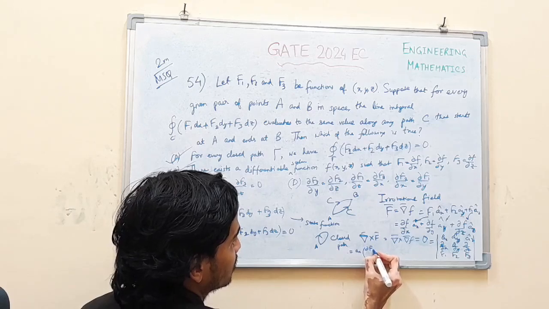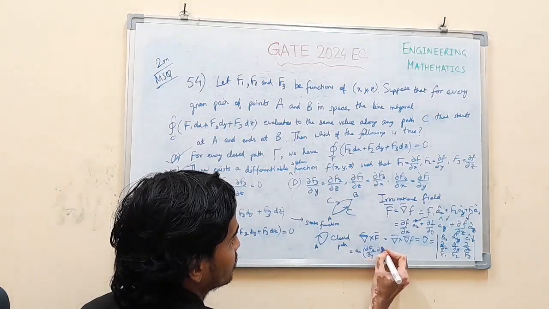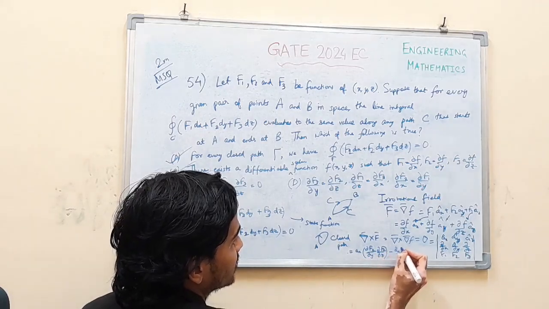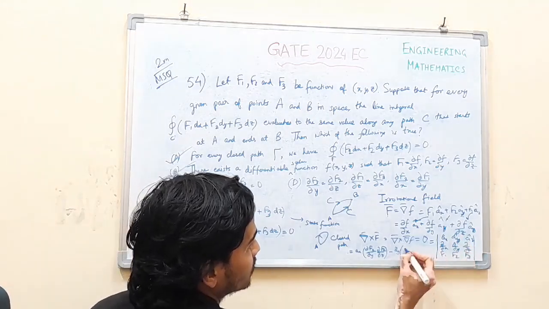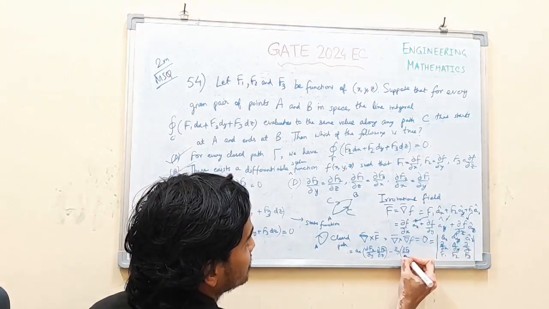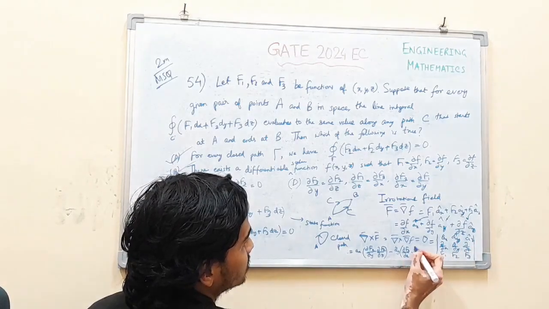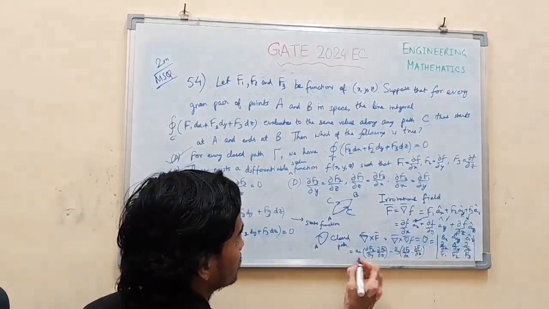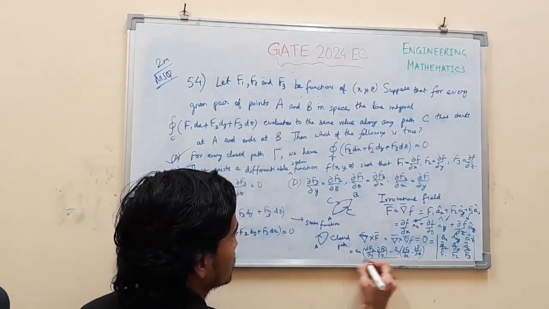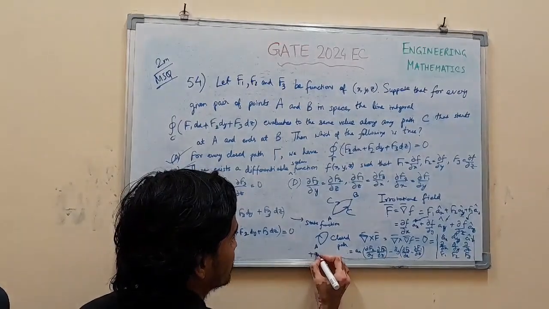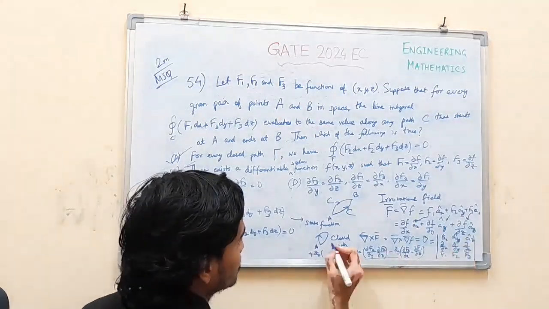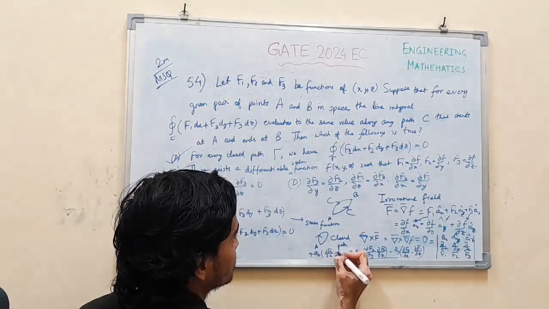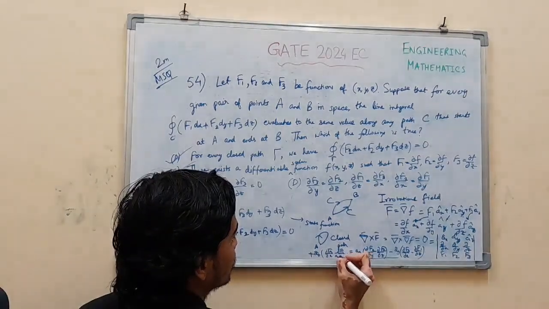Del f3 del y minus del f2 del z, minus ay times del f3 del x minus del f1 del z, plus az times del f2 del x minus del f1 del y.